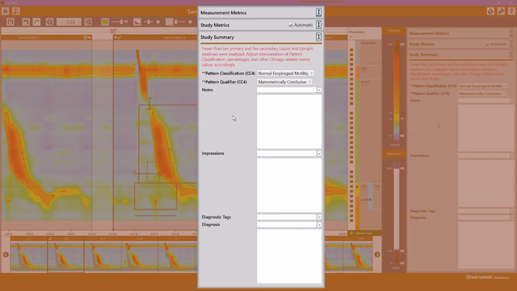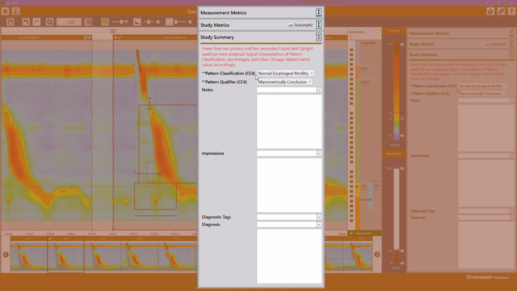In the study summary, the greatest changes occurred to the pattern classification. There may be a note at the top of the study summary section if not enough of the major swallow types were acquired, meaning primary and secondary. Primary is the first position, either supine or upright, in which 10 swallows are recommended. Secondary is the second position, upright or supine, and 5 or more swallows are recommended. If less than either one of those swallow groups were acquired, then a notice will appear in the study summary as well as on the report.